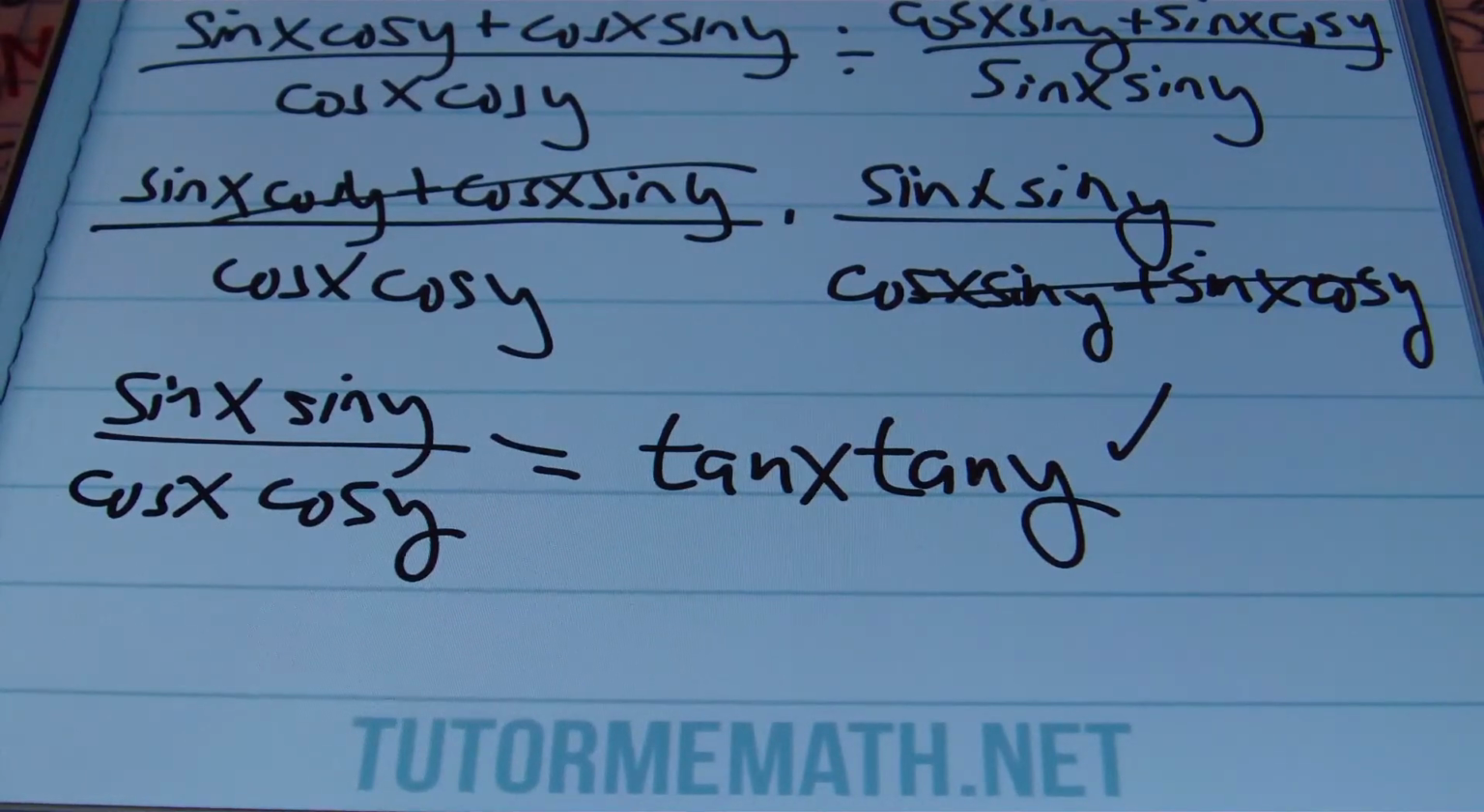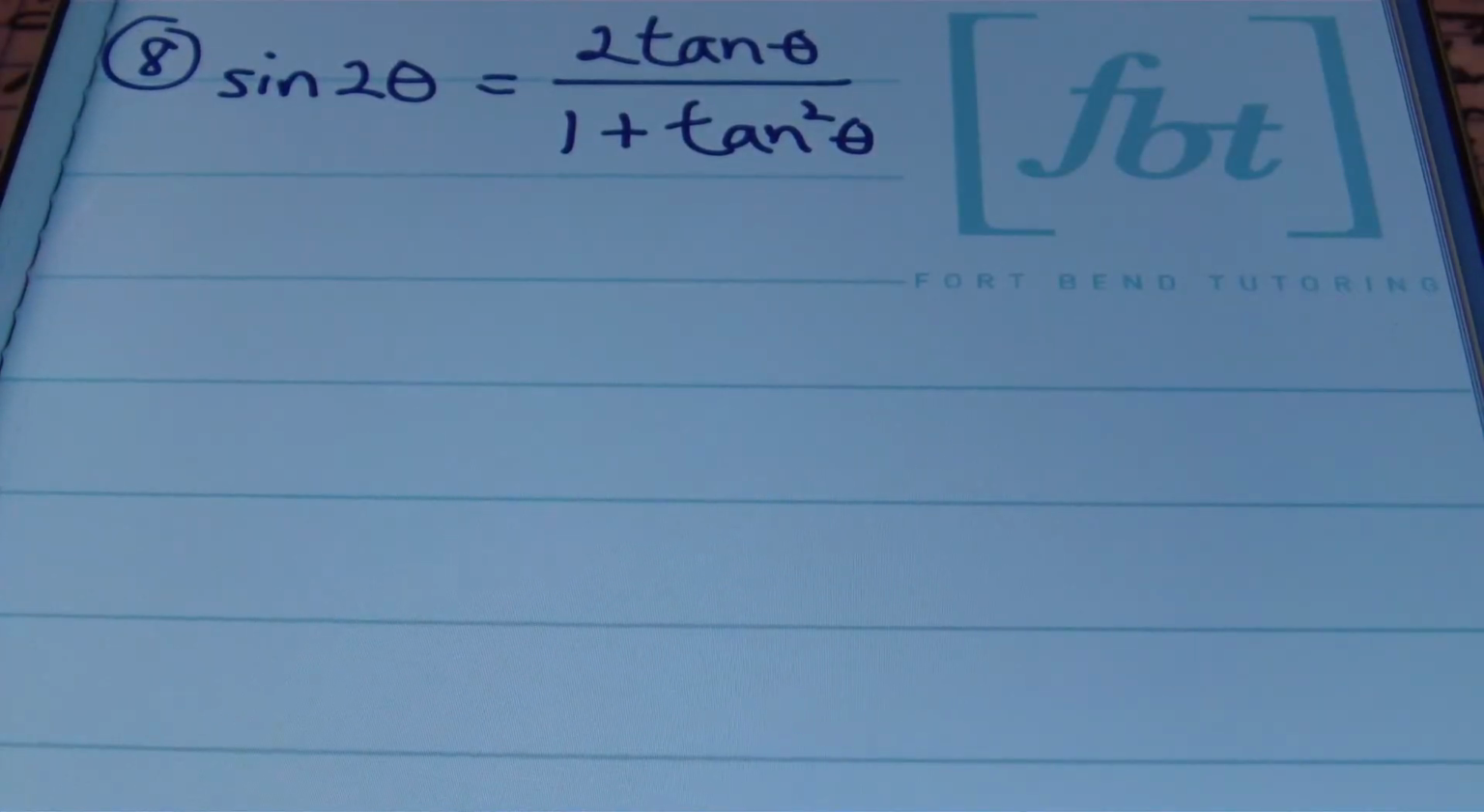Let's move on to our next one. In problem number 8, we have sine of 2 theta equals 2 tan theta divided by 1 plus tan squared theta. Well, we're going to be utilizing a double angle rule in this problem, ladies and gentlemen. That's right, a double angle rule. And yes, I will be working the left side to equal the right side.